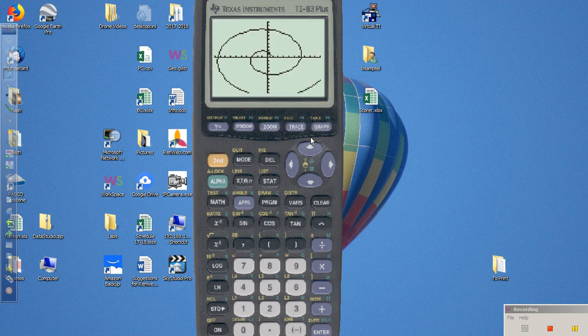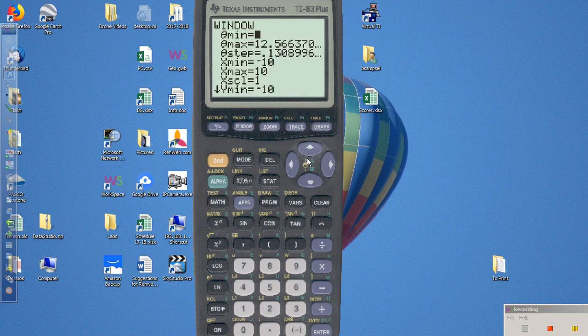So you can start getting interesting graphs. I went from 0 to 2 pi, so that's just changing your window. This is just r equals theta. What do you think is going to happen if we start plugging in some trigs, like sine theta? What do you think is going to happen?